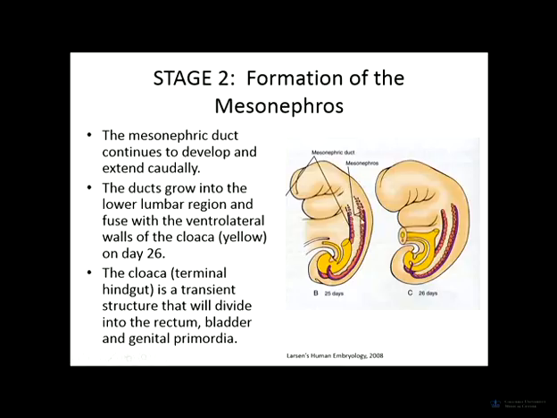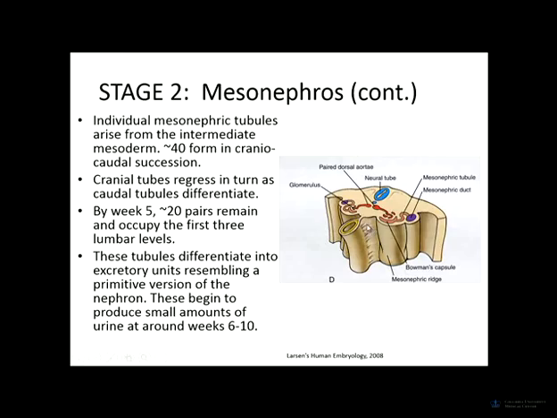Now these mesenchyme structures, they're continuing to grow, and they're fusing with this purple structure. Then in yellow here you have the cloaca, and this is also called the terminal hindgut. It's a transient structure, and later on it's going to divide into the rectum, bladder, and genital primordia. And I'll show you some slides of that later. So the next slide shows a cross-section in this direction.